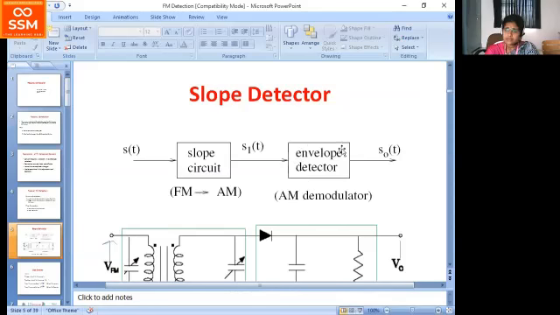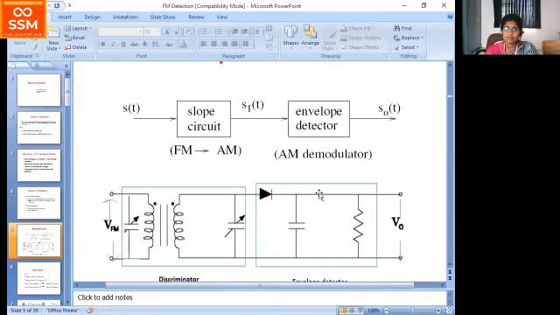Why is the detector known as the envelope detector? Because the detector extracts the envelope of the input AM. That's why it is known as the envelope detector. The envelope of AM is equal to the amplitude modulating signal. So it extracts the envelope of AM, and that's why it is known as the envelope detector.